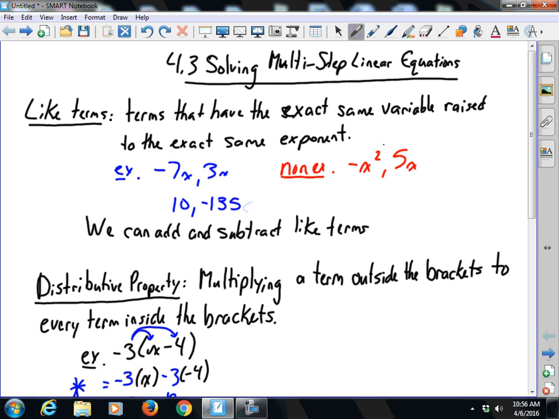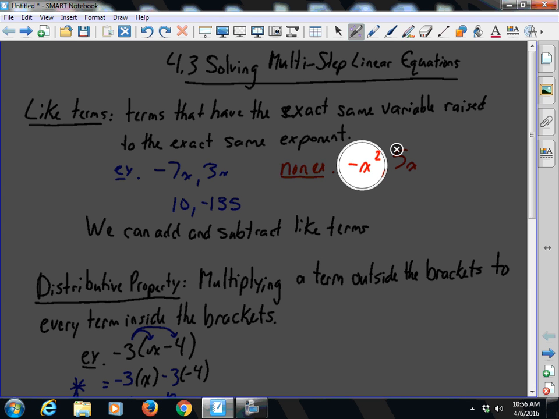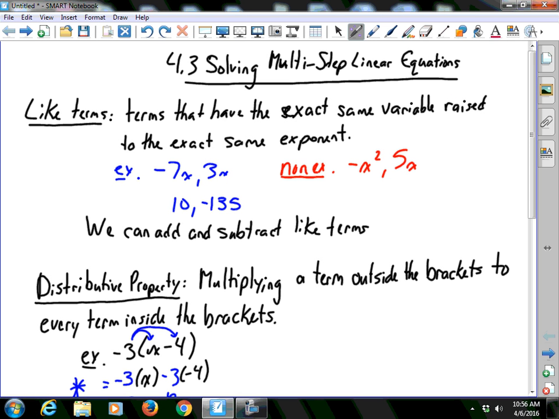However, looking over here at the non-example, negative x squared is not the same as 5x. And the reason for that is that this exponent value of 2 is different from this exponent value of 1. It has nothing to do with the fact that this is negative and this is positive. As you can see over here, negative 7x and positive 3x are like terms because they have the same x to the exponent 1. This has an exponent value of 1, while this has an exponent value of 2. Now, with like terms, we can add and subtract them, which is what we were kind of doing yesterday with solving for x in those two-step linear equations with the constants.